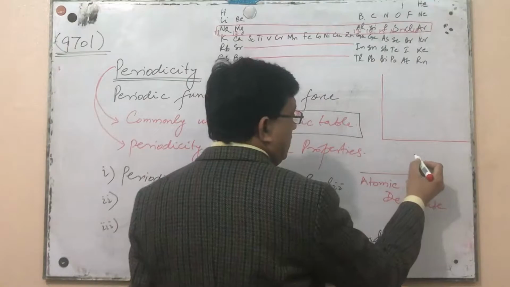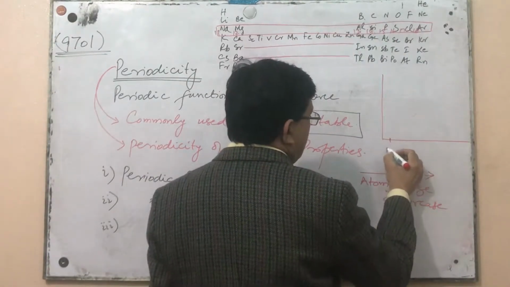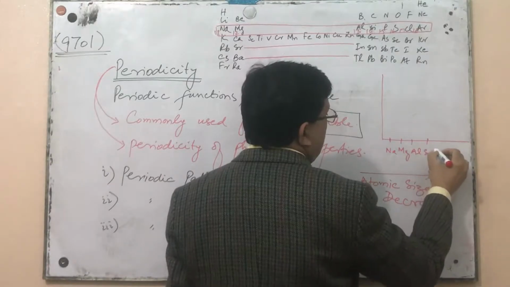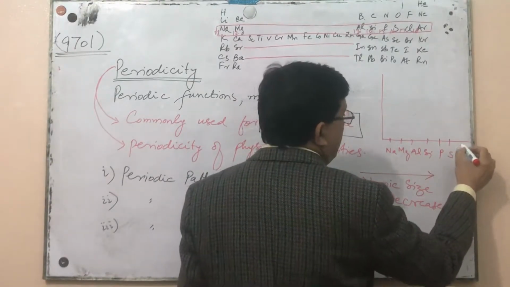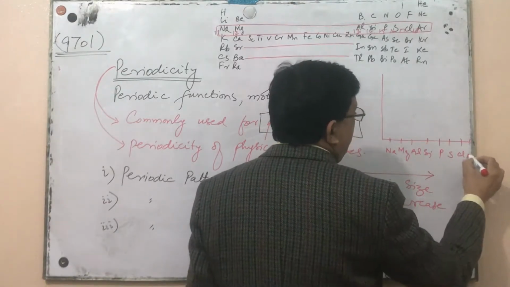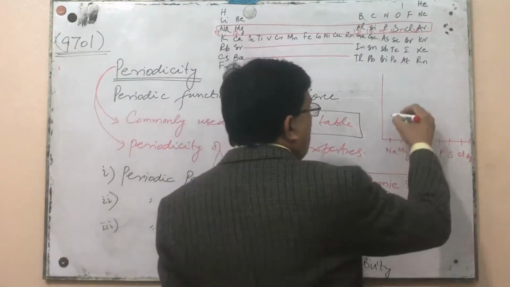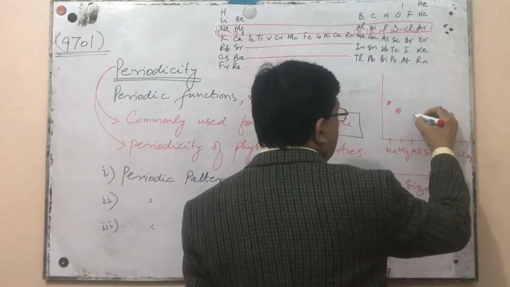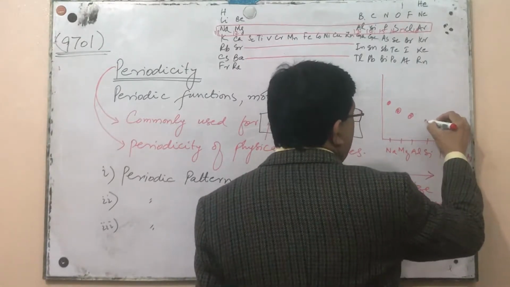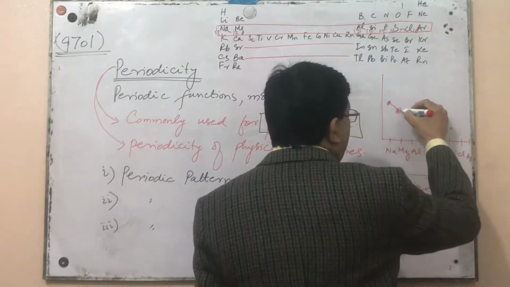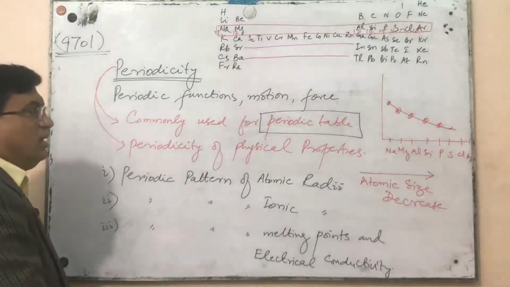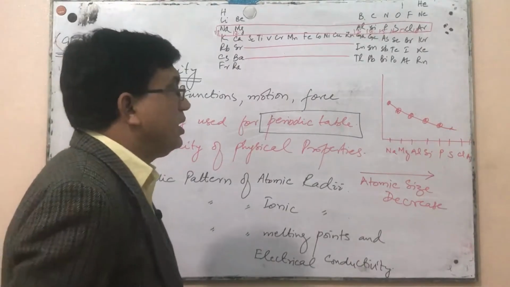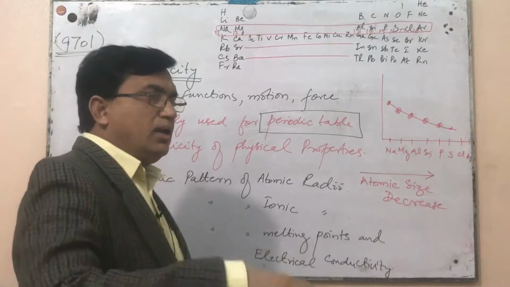If we mention here the elements, for example this is sodium, this is magnesium, then aluminium, then silicon, then phosphorus, sulfur, then chlorine, and then argon. If we consider their atomic radii, the sodium atom has the highest size, then magnesium will have a smaller size, aluminium smaller, and then silicon smaller. Gradually, the atomic size will decrease. One exception is argon. Due to the complete shell of electrons, in the case of argon the atomic radius increases.